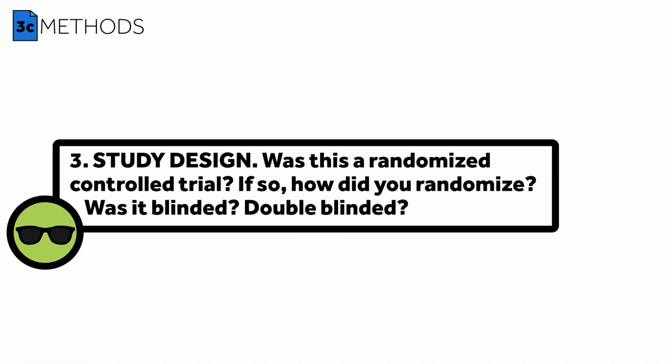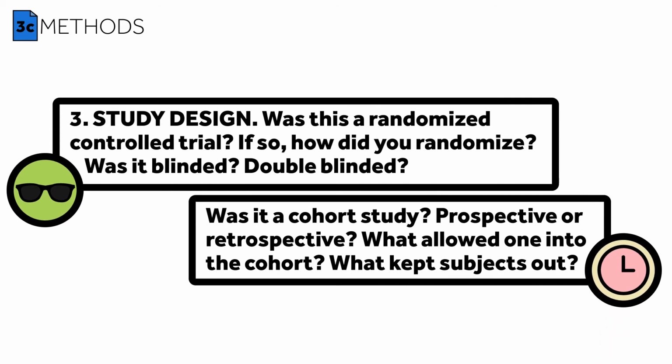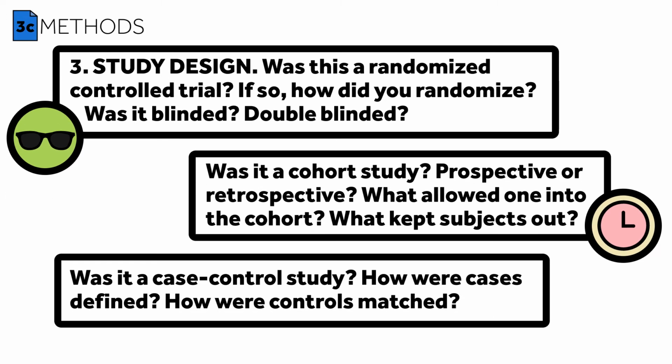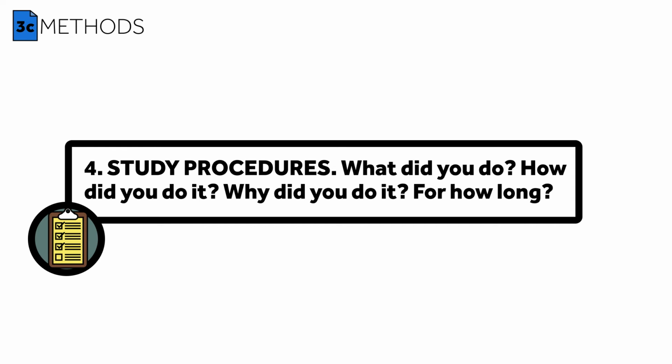The third consideration is the study design. Was this a randomized controlled trial? If so, how did you randomize? Was it blinded? Double-blinded? How? Was it a cohort study? Prospective or retrospective? What allowed one into the cohort? What kept subjects out? Was it a case control study? How were cases defined? How were controls matched to them? Was it a controlled trial? What were the controls? Were there positive and negative controls? Why? Why not?